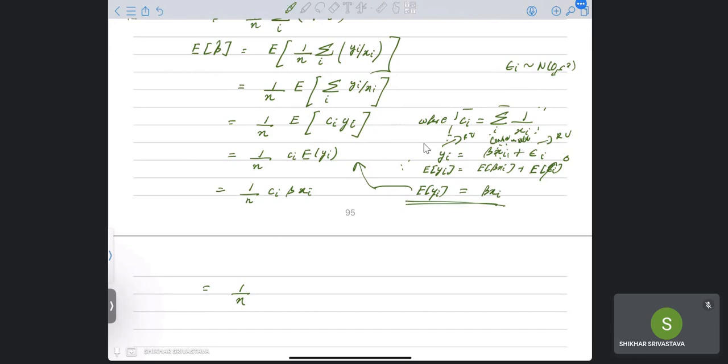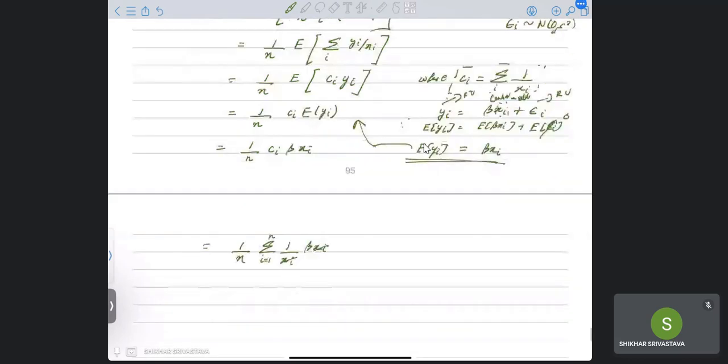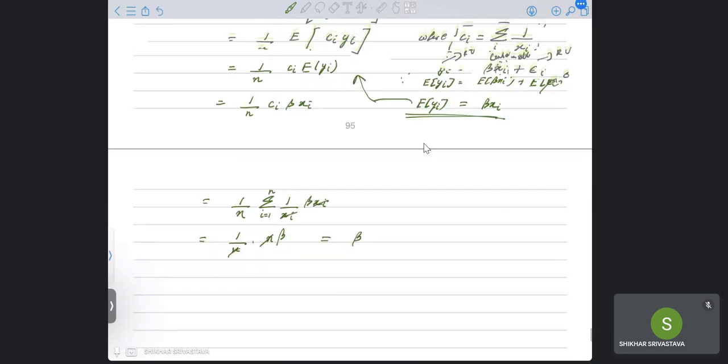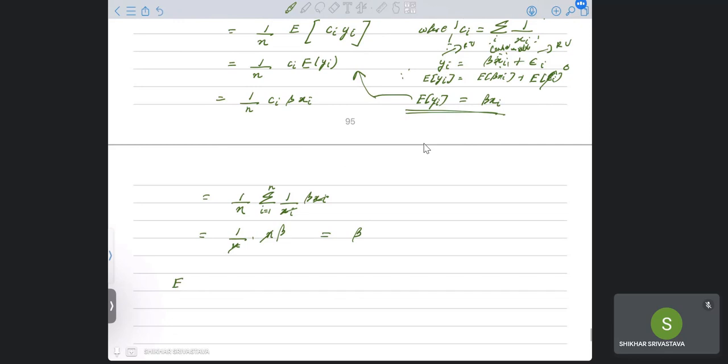Ci is summation of 1 upon xi, times beta xi. This will cancel out, with i running from 1 to n. So it will become 1 upon n times n times beta. The n cancels, so we get beta. So the expectation value of the estimator beta is beta itself.